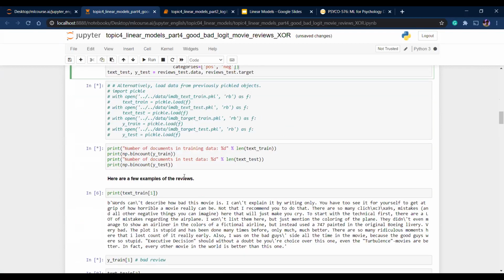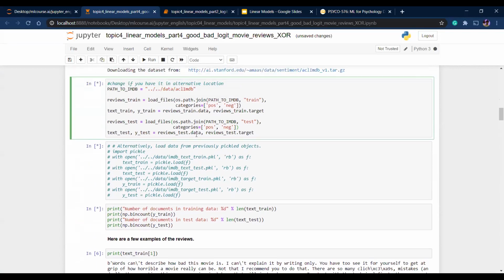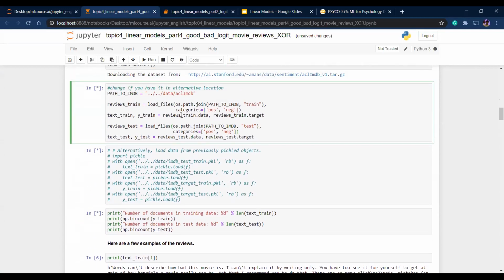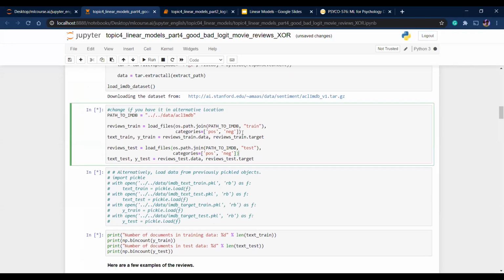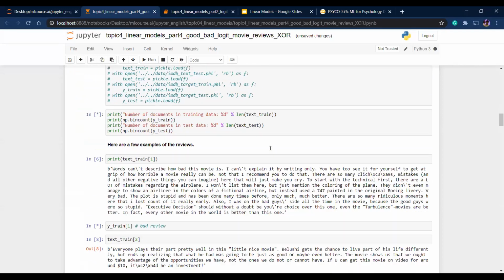Okay, it's done. Anyways, so that's how the dataset is being separated into training and testing. In the original collection, it's already been separated, so you don't have to use any kind of train-test split or something like that.